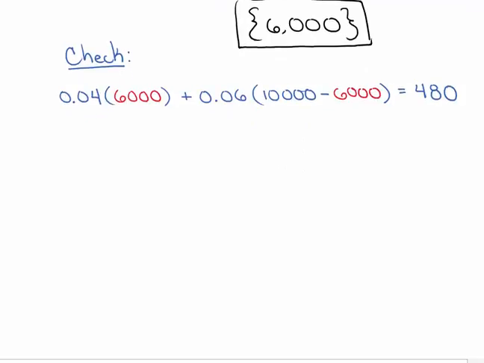Okay, so here I can work inside the parentheses, 10,000 minus 6,000. That's going to give me 4,000. I'm going to bring down the parentheses because the parentheses not only represent grouping symbols in this case, they also represent an operation. They represent the operation of multiplication because the 4,000 is being multiplied to the 0.06. Let me copy everything down.